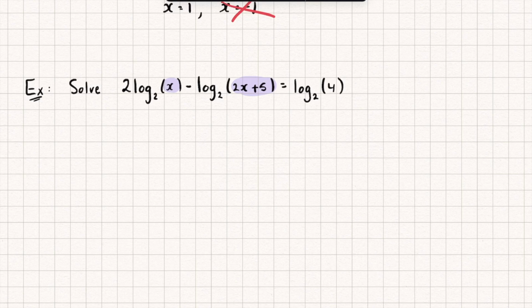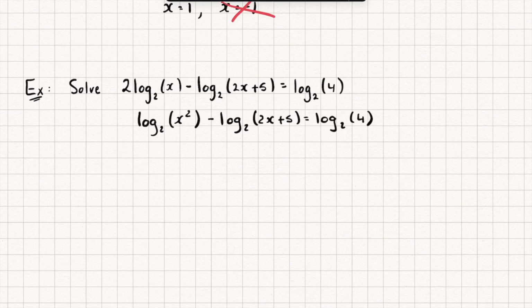And so the way I'm going to do that is by first using the power rule to put the coefficient of this logarithm, so 2, up into this power. So let's do that. So we could write it as log base 2 of x squared minus log base 2 of 2x plus 5 equals log base 2 of 4.